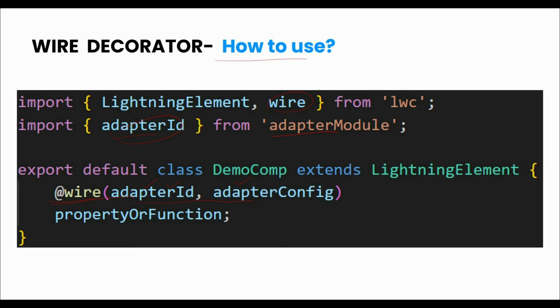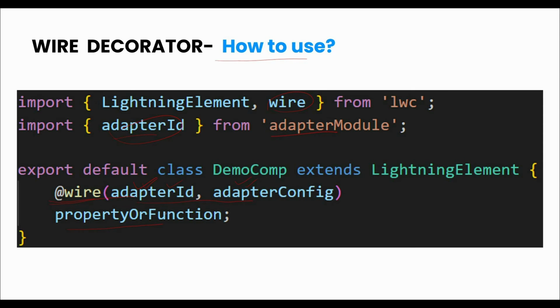For example, let's say we want to call the getRecord wire adapter, which is available in the LDS module. So as an adapter ID, we will pass getRecord, and which particular record we want to get, that record ID we have to pass in this second parameter. Okay. Now at last, here we can write a property or function.